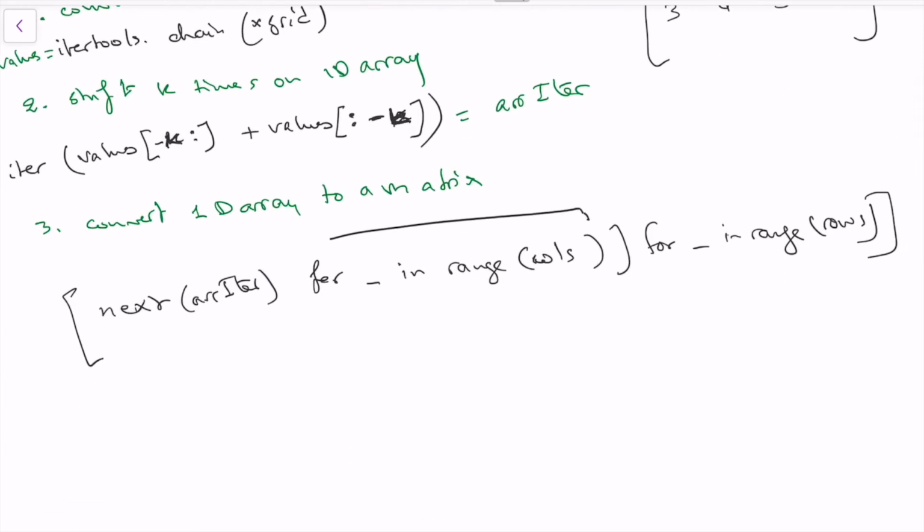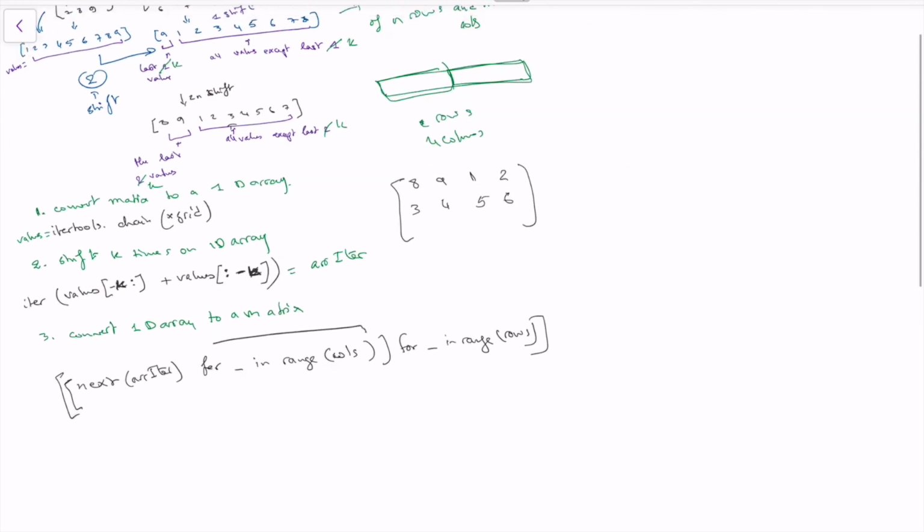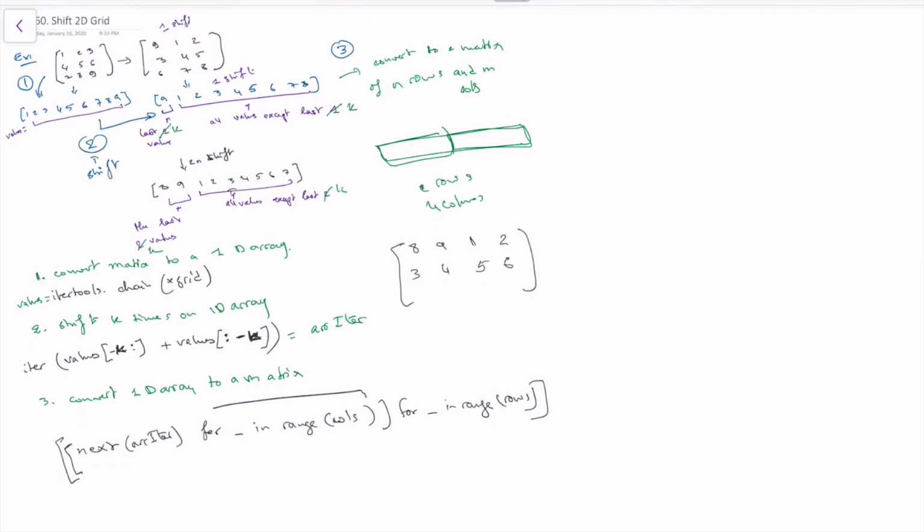And with this for in range of columns, we will fill all the columns and then go to the next row. And so now we know what we need to do. We just need to convert from the matrix to a single 1D array, do the shifting using the last k values plus all values except the last k, and then convert back from the 1D array to a matrix. And that's pretty much it. Yeah, so let's solve this problem and make sure it passes test cases.